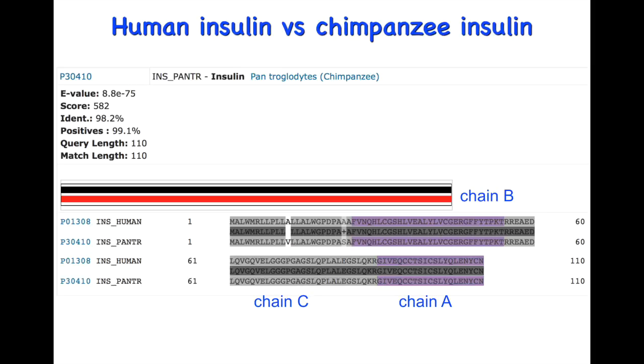The picture is quite similar for the chimpanzee. The difference is, there are differences here and here. And those are not in the important parts of the insulin molecule. The B chain is unchanged and the A chain is unchanged.